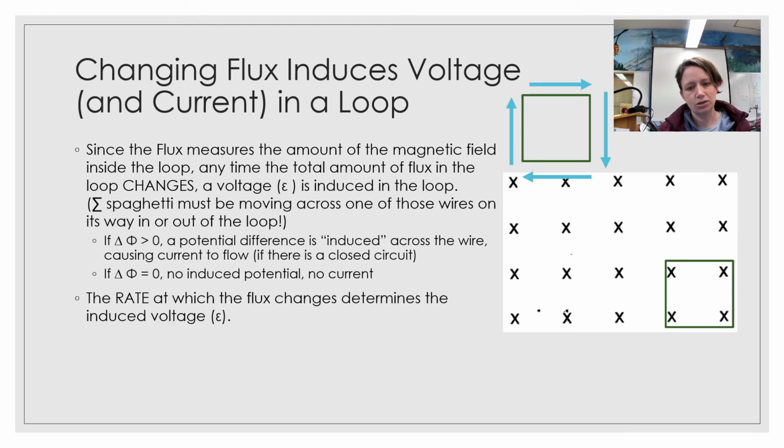The thing that allows you to calculate the magnitude of the induced voltage, or how much current eventually is going to be in my loop, is the rate of the flux changing. So how quickly are we chopping the spaghetti is really the thing that will tell you whether we get a lot of voltage or not a lot of voltage out of this situation.